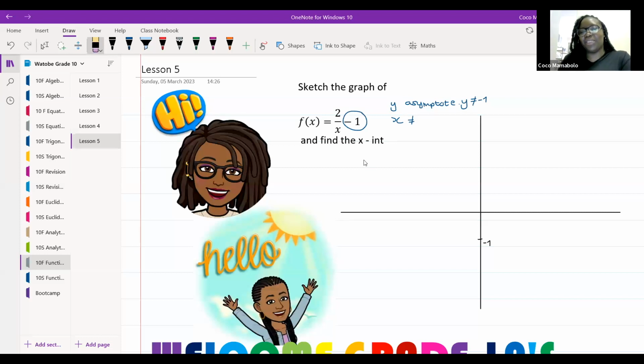X cannot be equal to 0. Excellent. So we know that we've got an asymptote at x cannot be equal to 0 and x cannot be equal to -1. So those are our asymptotes over there.